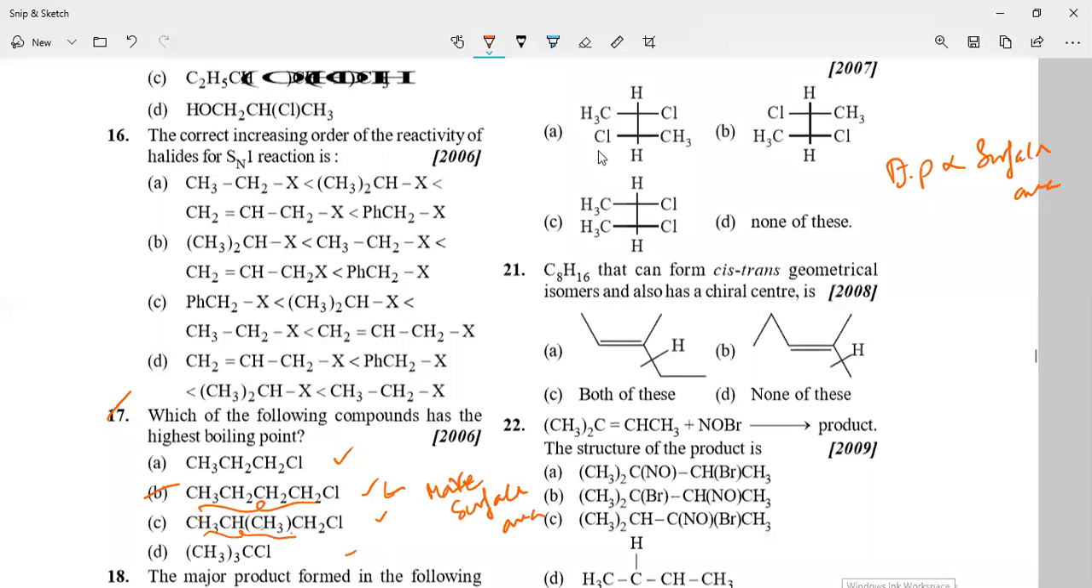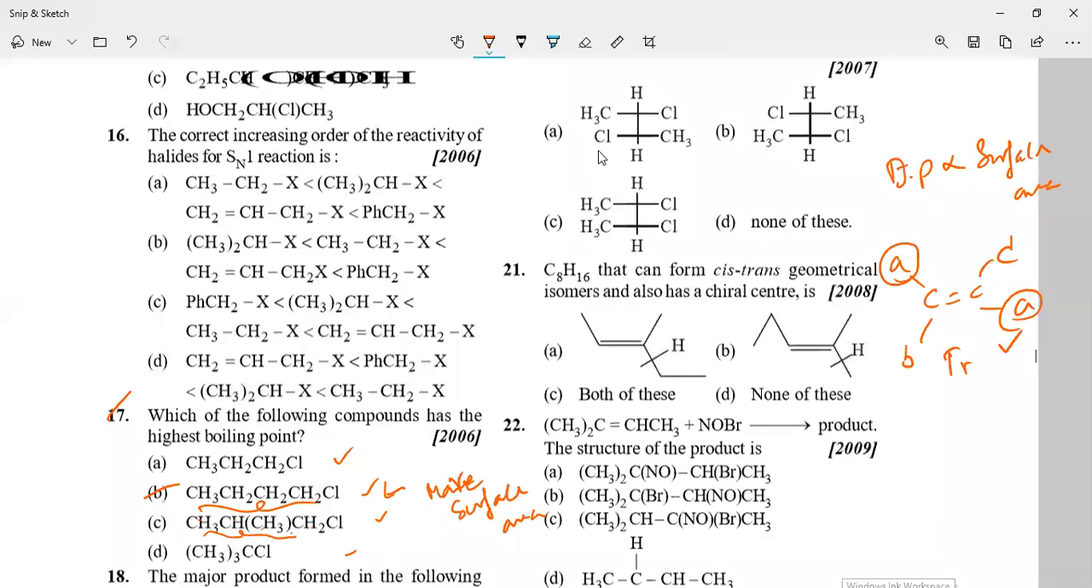Next, 21st question. So here, what they are asking: C8H16 that can form cis-trans geometrical isomerism. So what is the condition for an alkene to undergo cis and trans isomerism? So it should have two same groups like this, A, B, D and A. Yes, it will show cis and trans isomerism, because it is having the two same groups, A and A.